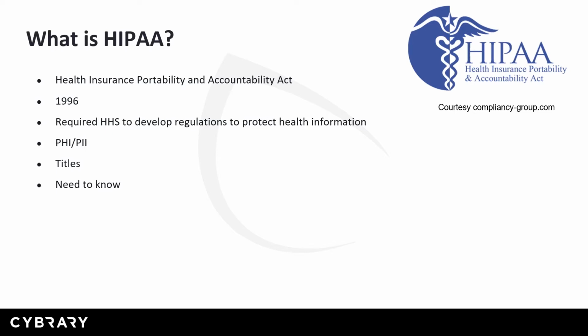So what is HIPAA? Well, I already mentioned what it stands for. It was passed back in 1996, and basically it required Health and Human Services to create regulations that protect your health information. And when we talk about health information, we're talking about things like PHI, so protected health information, and PII, personally identifiable information. So think of your date of birth, social security number. Think of like a chart number that's linked back to your social security number. Think about a certain surgical procedure that lists your name or some kind of other identifying information.